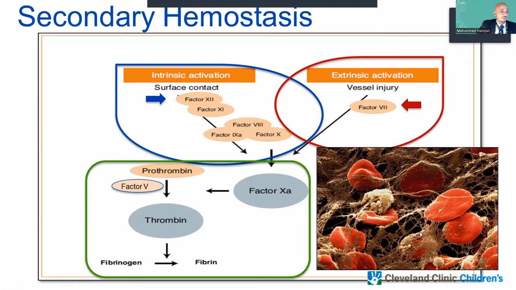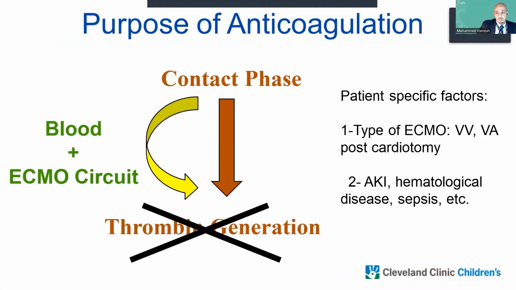Eventually, after the secondary hemostasis, you have the platelet plug formation, you have the fibrin strands, and stabilization of that clot is happening. ECMO in general is a classic example of contact phase activation. So systemic anticoagulation is necessary to prevent thrombin generation.